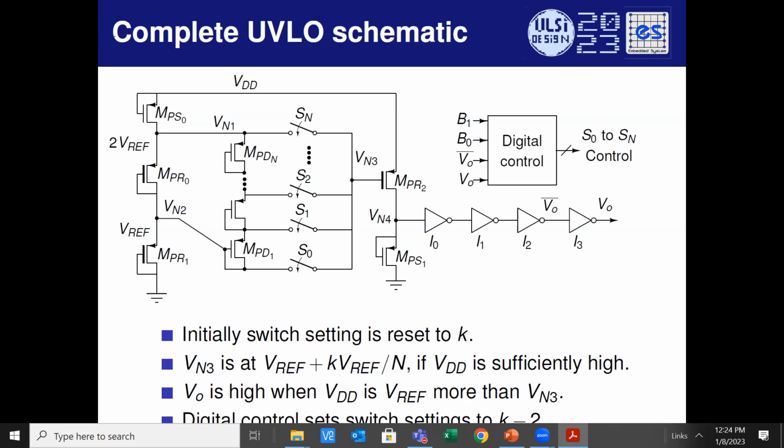This is my comparator. There is some selection logic over here to control which switch to select, coming out of the reference. And beyond that, it's just a trail of inverters that sharpens the signal, whether it goes high or low.